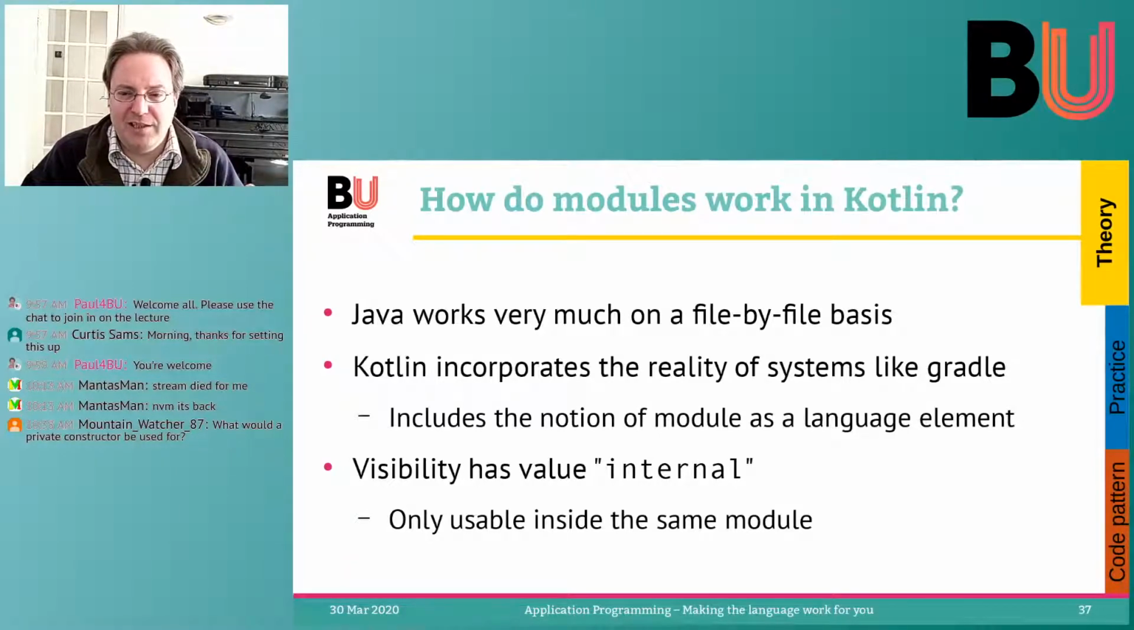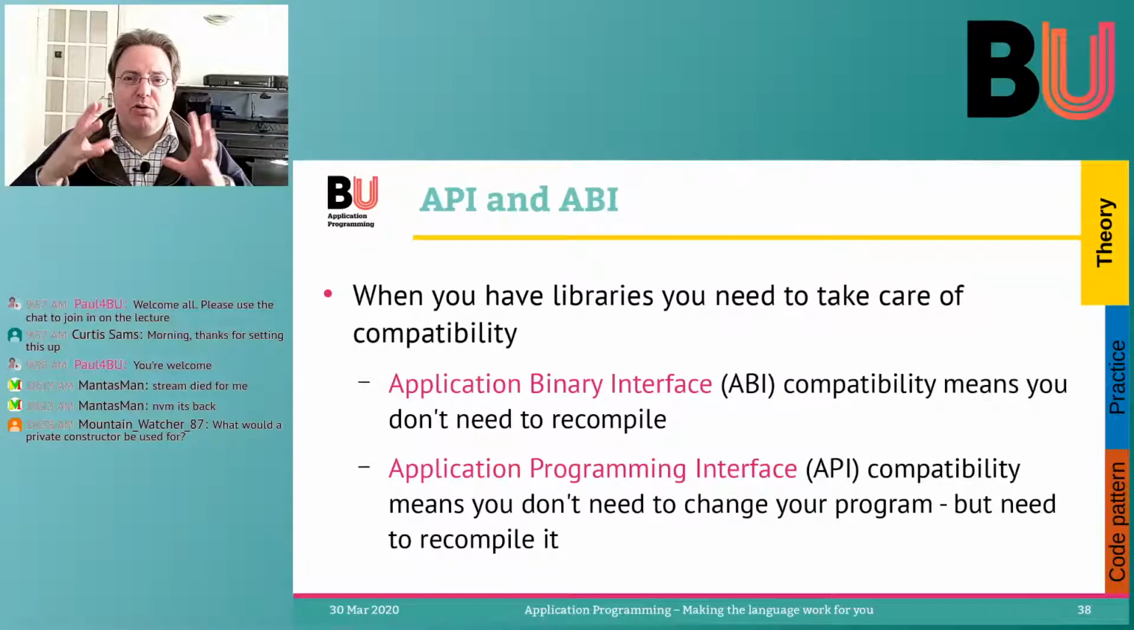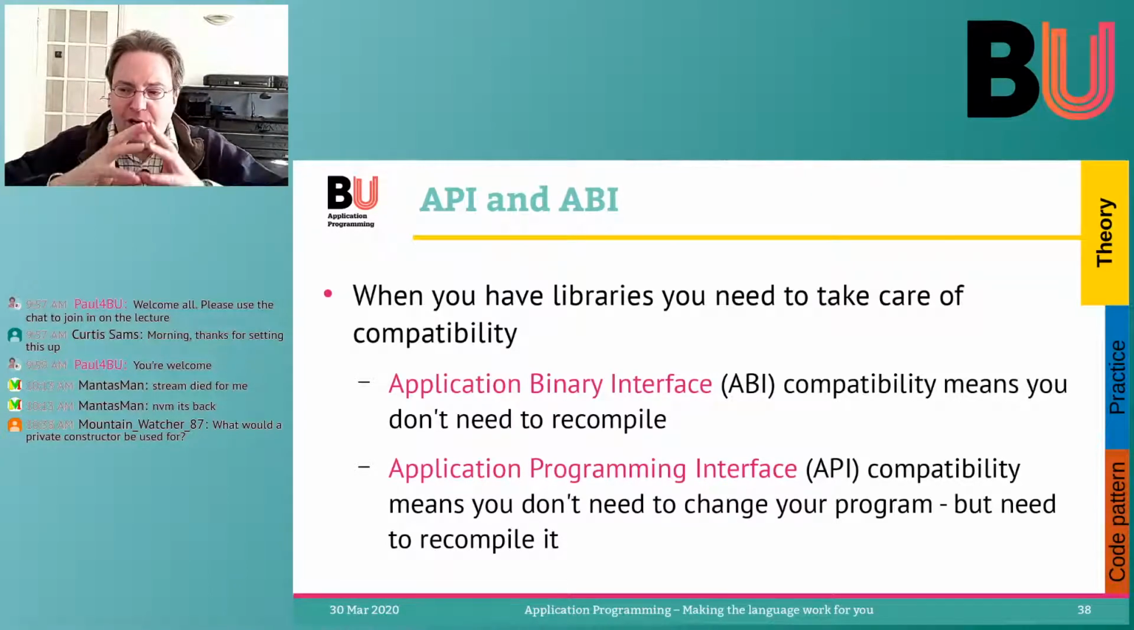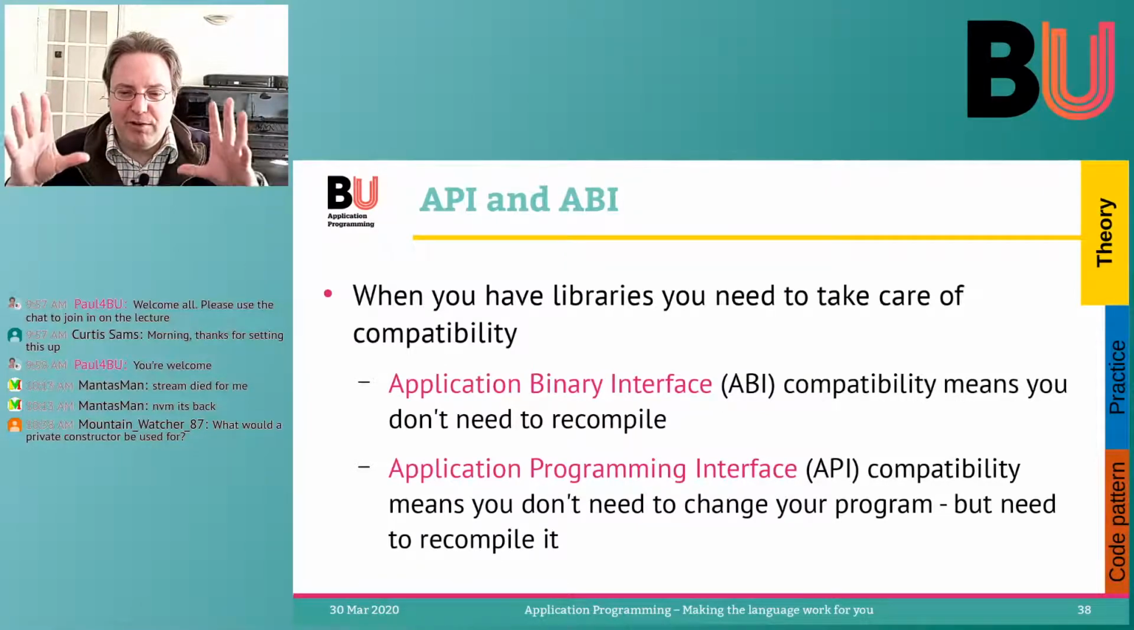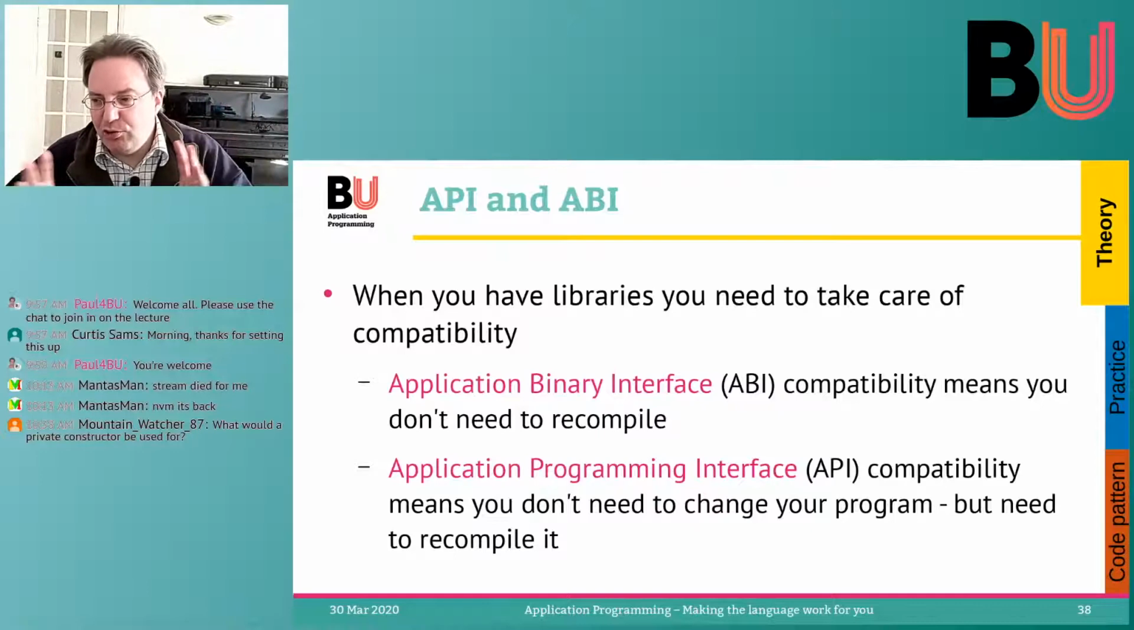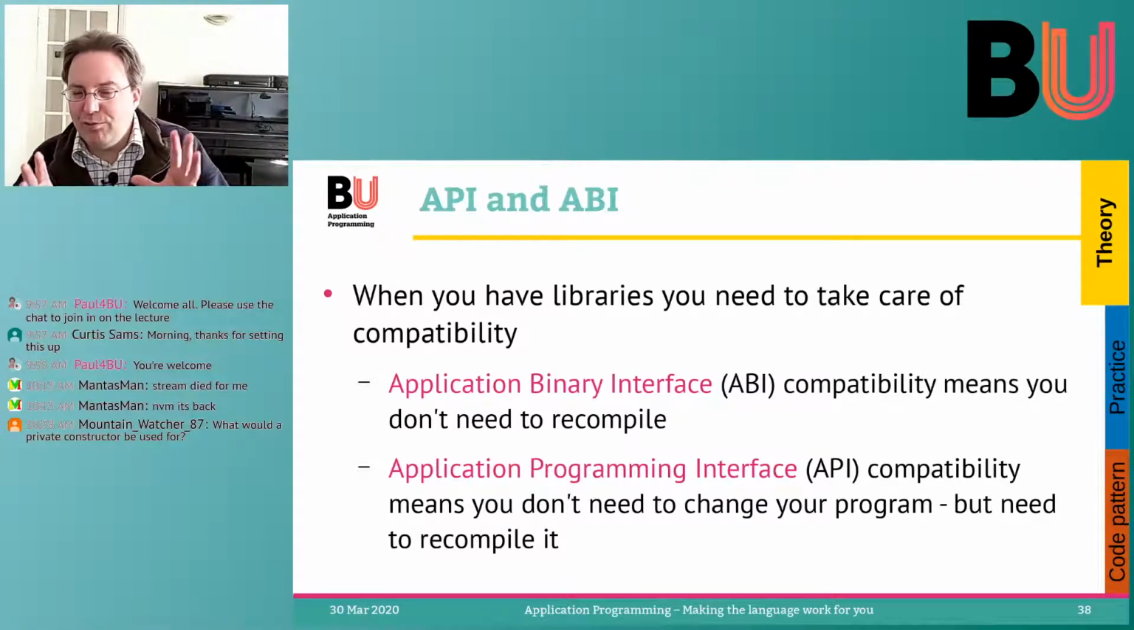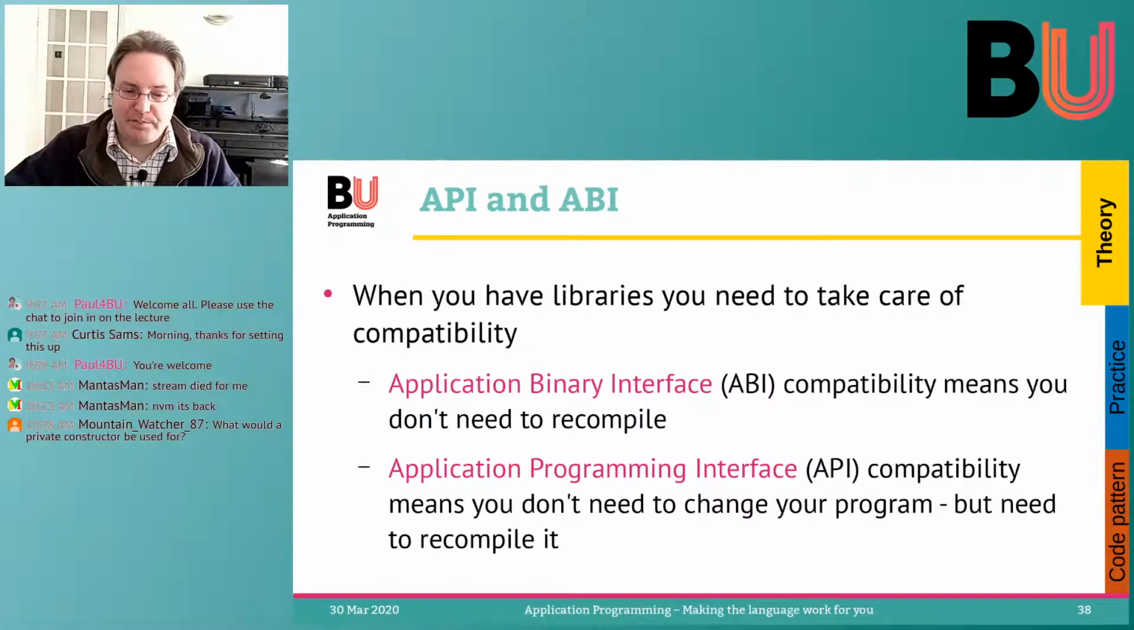And why do we need this visibility? So this comes to the problem when we are writing libraries. What we end up with is that you want to be able to change your library in the future. But at the same time, you have other people that are using your library and do not want to change their code when they update your library. So there's two forms of compatibility there.